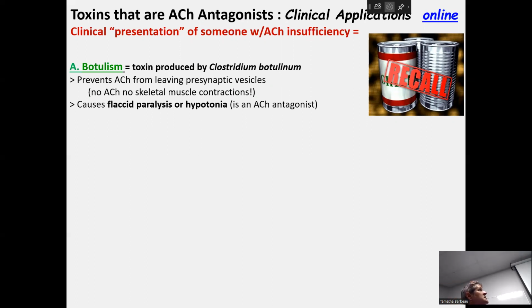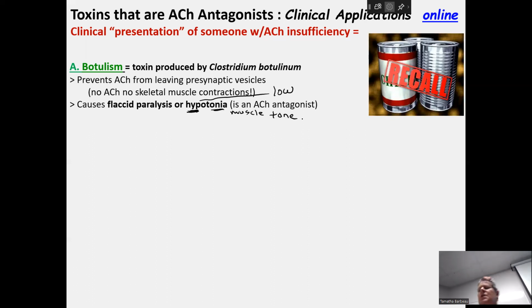Botulism is caused by the toxin produced by Clostridium botulinum, and it prevents acetylcholine from leaving the presynaptic neuron. Acetylcholine doesn't get released from those little vesicles, it just stays there. So there's no acetylcholine in the synapse. With skeletal muscles, you will see hypotonia. I think Dr. Pryor calls it floppy baby syndrome. Because they're just floppy. So again, flaccid paralysis: hypo means low, and tonia is muscle tone.